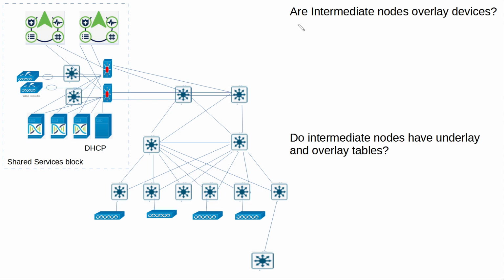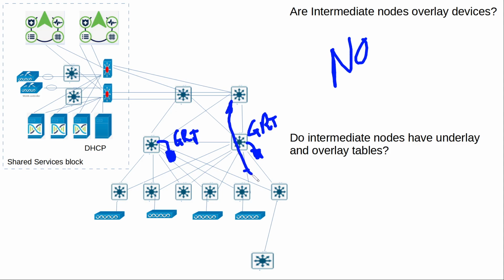Another question here: are intermediate nodes overlay devices? The answer is no. The intermediate nodes are only underlay devices because the only database they manage is the global routing table that comes from IS-IS that is running in the underlay. And they are only there to move packets from one point to another. So they are only forwarding packets, and they are actually unaware of the nature of these packets.